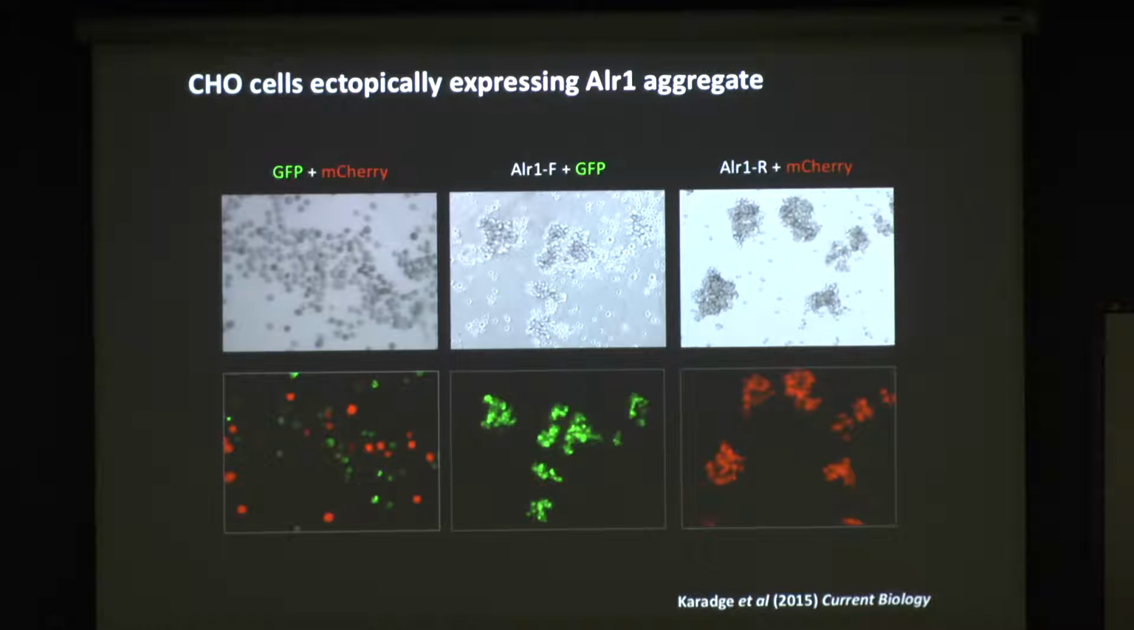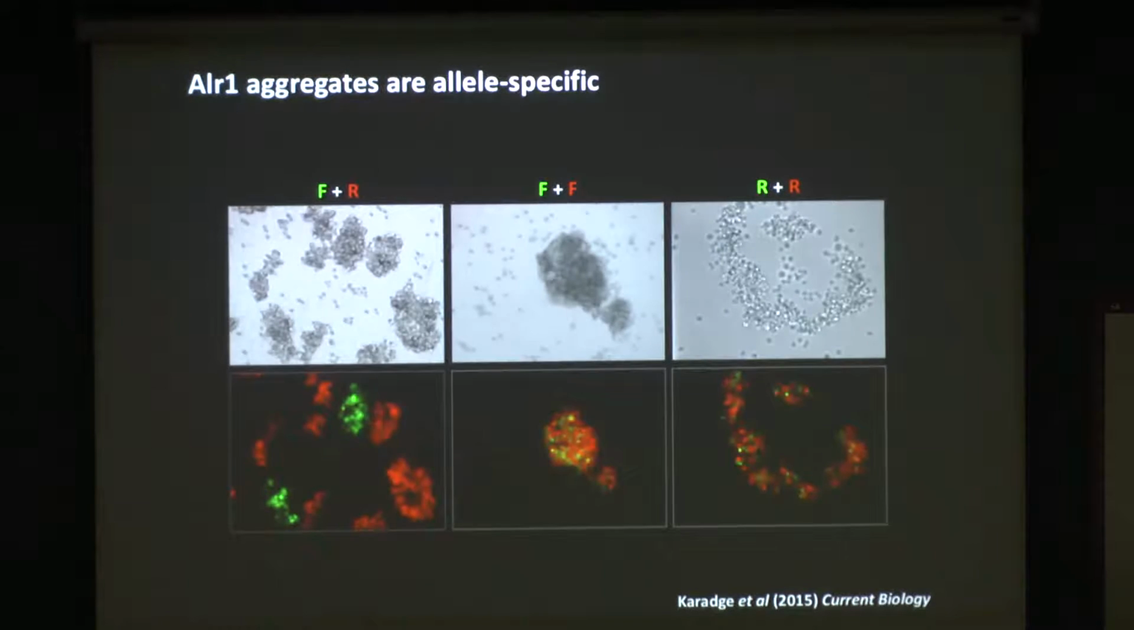Now the real question was, that's great, so these proteins can bind to themselves, but did they do it in a specific manner? So in other words, does the F allele always bind to itself, and the R allele always bind to itself? And when we did those experiments, we found that they did indeed.